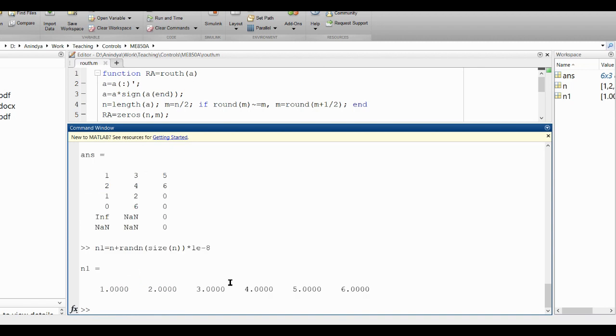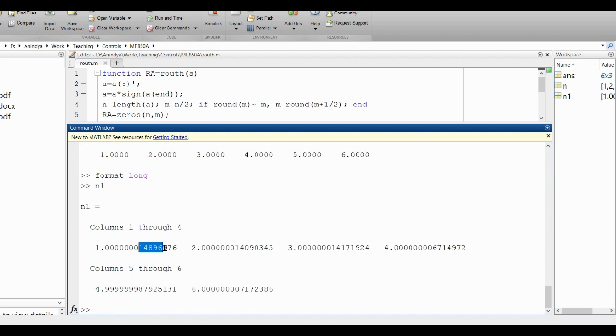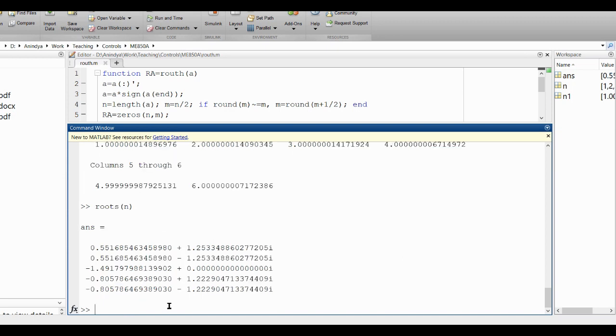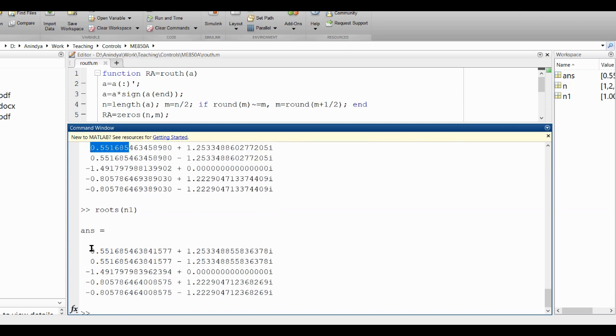Okay, so if I do format long, and if I look at n1, you will see that they are perturbed many decimal places down. Okay, if you look at roots n and you look at roots n1, they are only slightly perturbed, right? I mean, these roots and these roots are very close to each other. 4634, 4638, 491797, 7984, 7988. You see, slightly perturbed only.